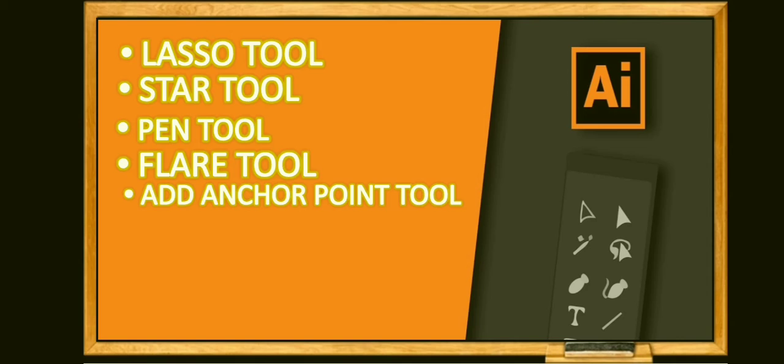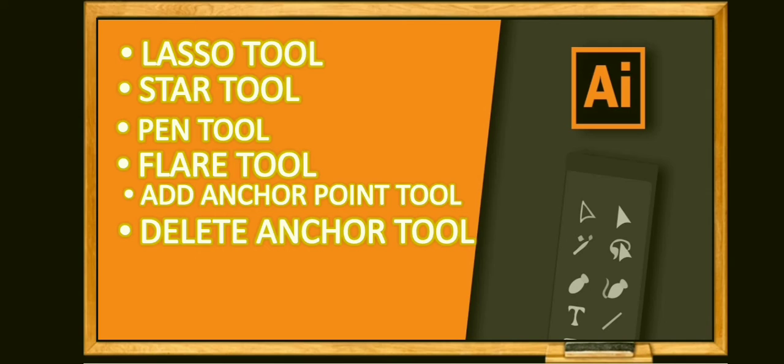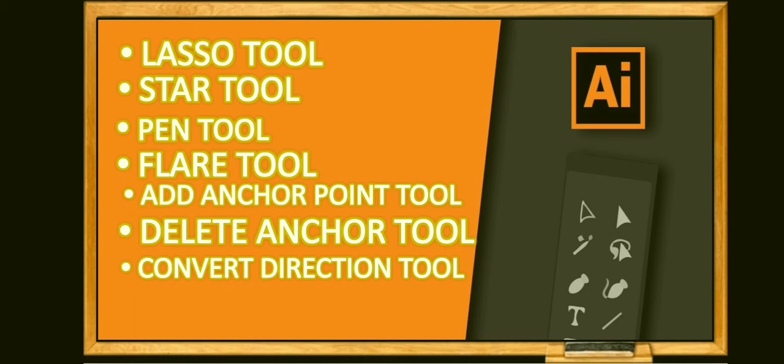Next is the add anchor point tool. The add anchor point tool's function adds anchor points to paths. Delete anchor point deletes points from a path without breaking the path. Next is the convert direction point tool. It changes smooth points to corner points and vice versa.